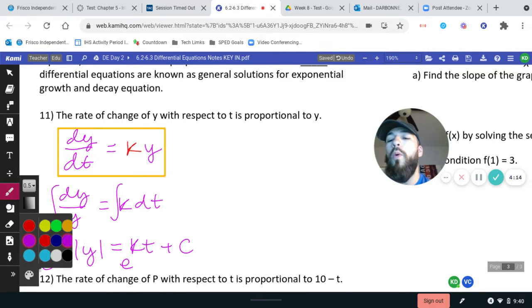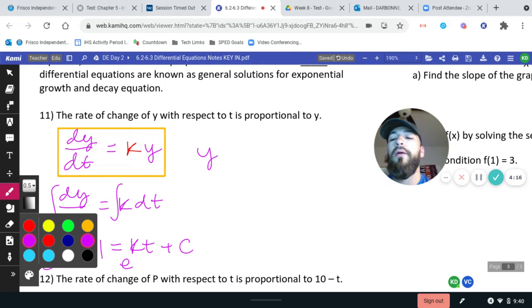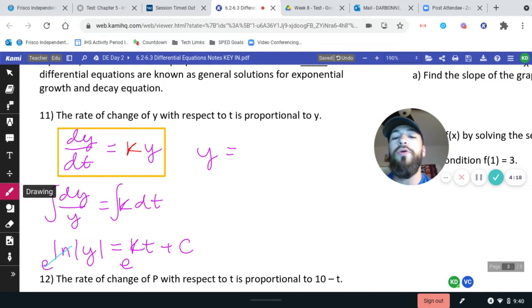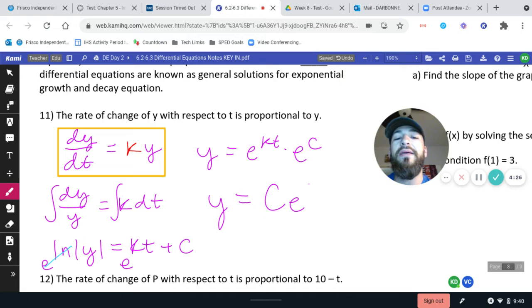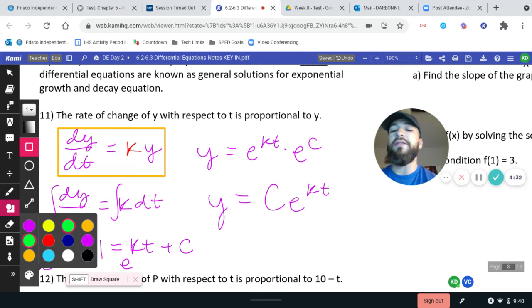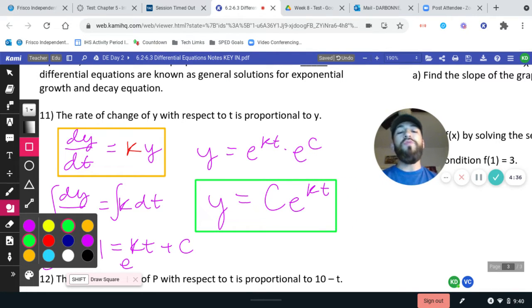So we get just y is equal to e to the kt times e to the c. And of course, we know e to the c is really just big C, and then of course that e to the kt. So this is our final answer. This is our solved out for y. Okay. Notice we have two constants.